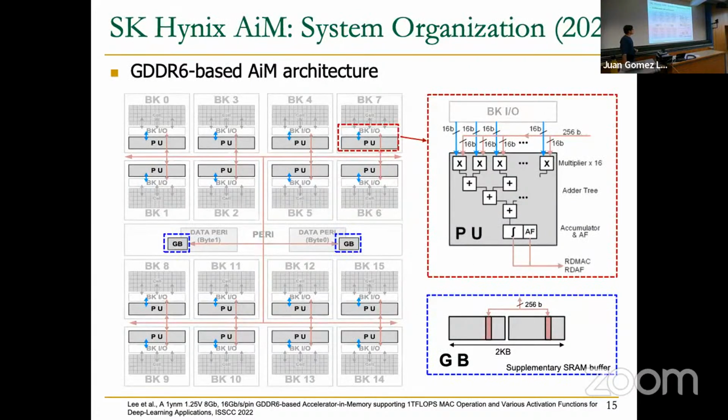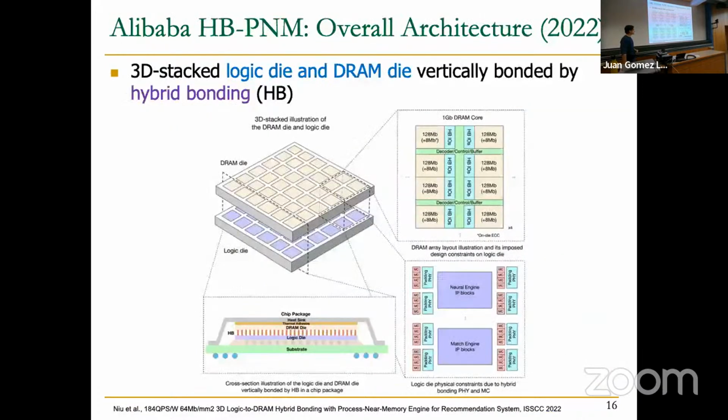And here you can see a little bit more detail, and actually the detail of the processing unit with an array of multipliers and an adder tree. And also this supplementary SRAM buffer that I already mentioned in a previous lecture, that is useful to move data between different DRAM banks.